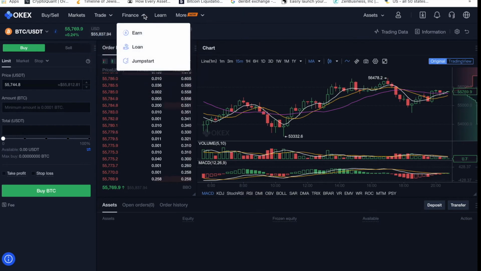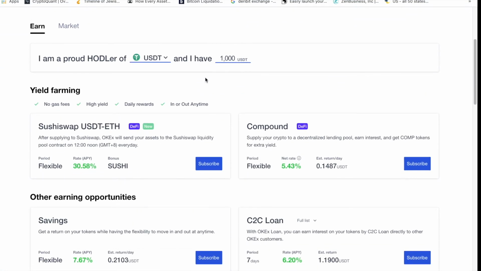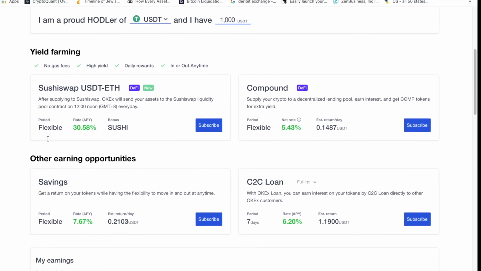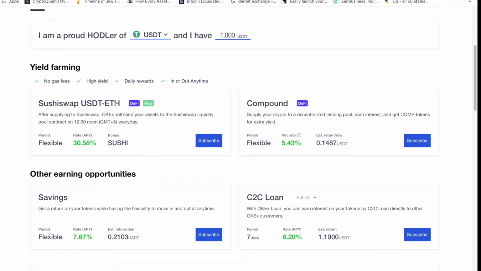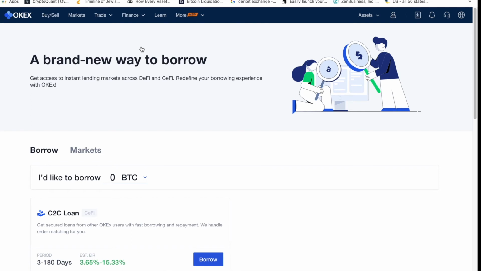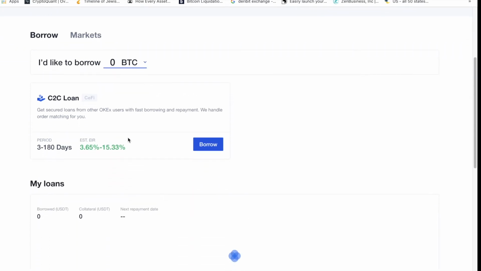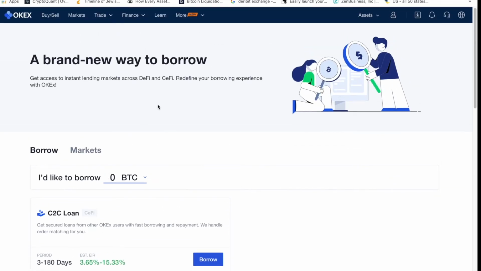Once we cover the trade, you have the finance section, so you can earn some cryptocurrency, I'm assuming. This is basically more like staking. You can stake through SushiSwap if you go with them, and they currently have a flexible period where you can earn 30% a year. Again, this will vary depending on supply and demand, so this is something for you guys to consider. You can also get a loan, so if I would like to borrow a specific amount, you can see the different rate you have to pay for borrowing this cryptocurrency.